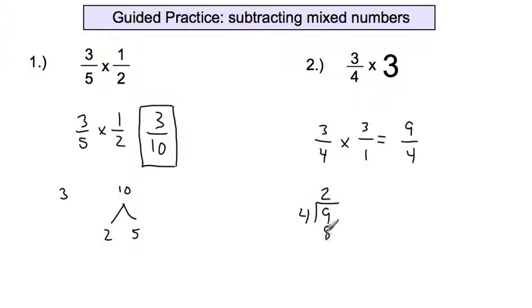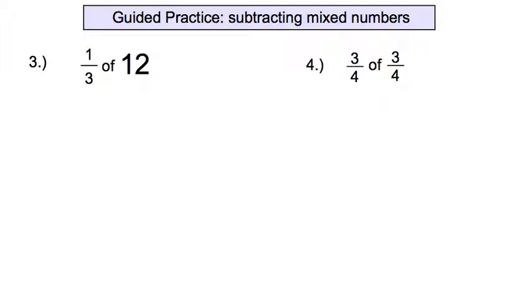4 times 2 is 8. I had 9, I used 8, and I have 1 left over, and that thing that I have left over is a 4th, so it's 2 1/4. How do I know that's in its simplest form? Numerator's 1. Always in its simplest form.